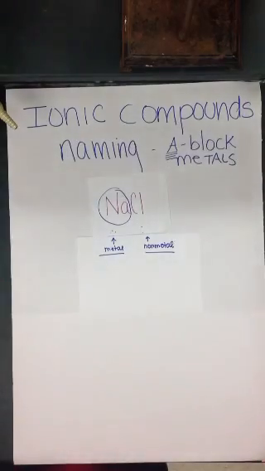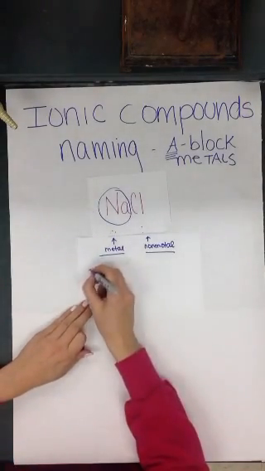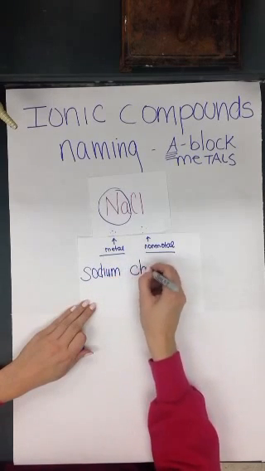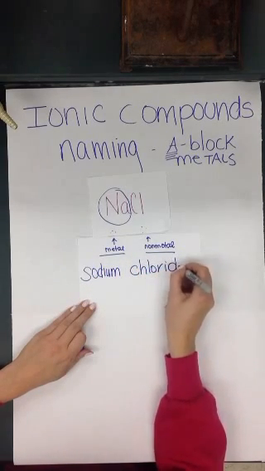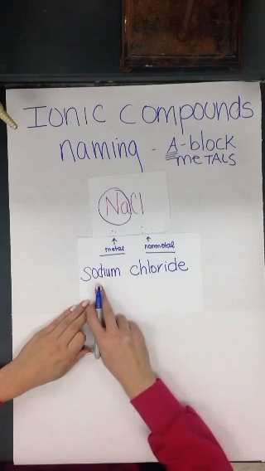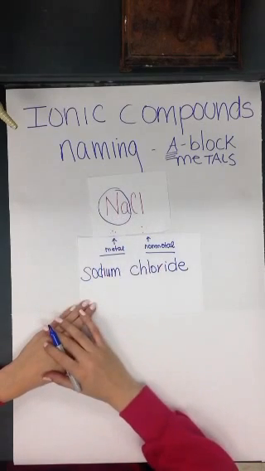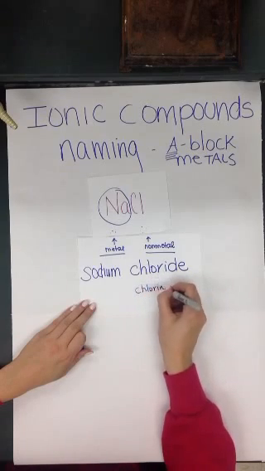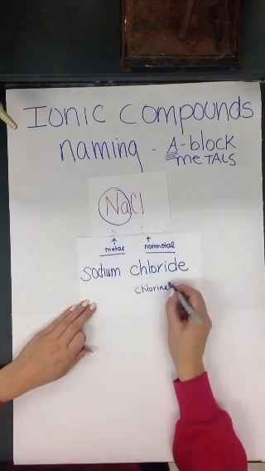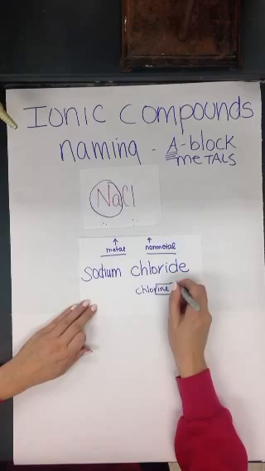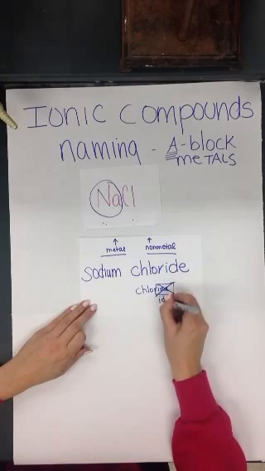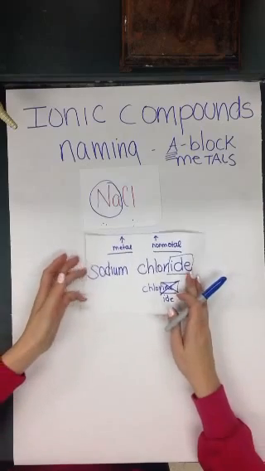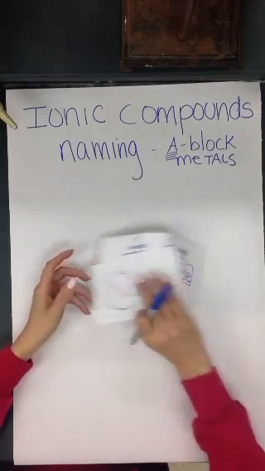All right, good. Well, watch how I name this. This is called sodium chloride. Sodium is just the name I found on the periodic table for the metal. Chloride came from chlorine. So chlorine is the name of Cl on the periodic table. I took the ending and I changed it into chloride. All right, so let's take a look at another example.